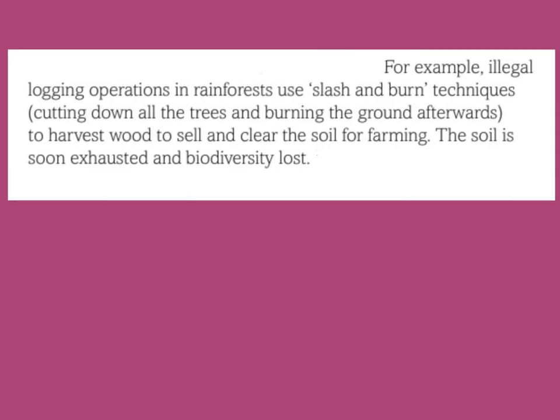We can take an example here of the human threat to biodiversity: illegal logging operations in rainforests. People were using a technique that we call slash and burn. They were cutting down all the trees and burning the ground afterwards, so they leave a blank area so they can clear the soil for farming and harvest the wood to sell. The soil is soon exhausted and the biodiversity is lost, because many of the creatures that were taking trees as their habitat lose that habitat, so the biodiversity is also lost.